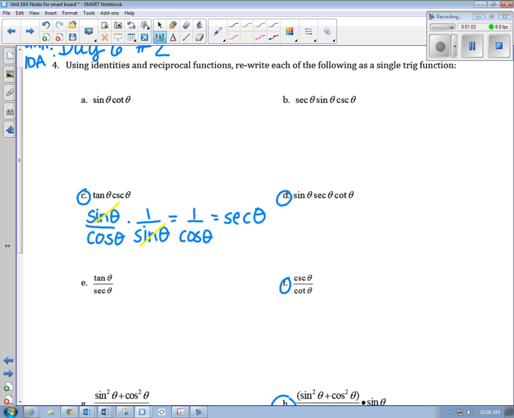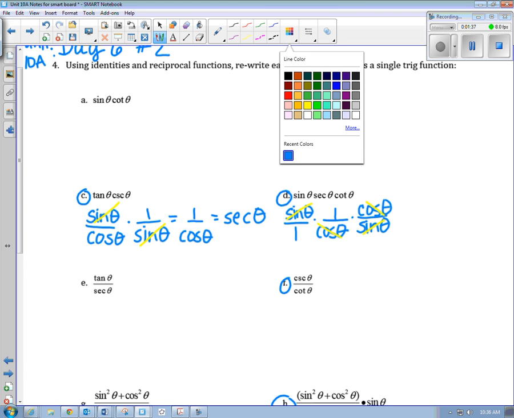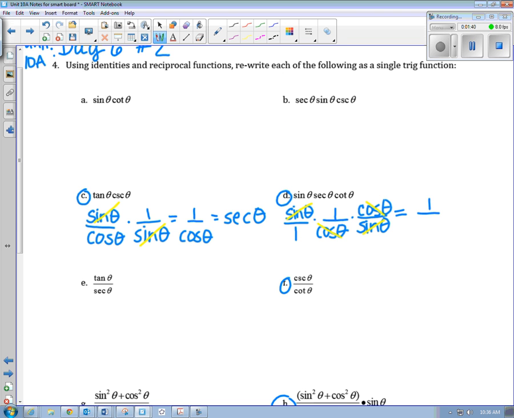For question D, I'm going to go through and do the same exact thing. I'm going to write everything in terms of sine and cosine. So my first thing is sine theta, which I'm going to leave as sine theta over 1. Secant is 1 over cosine theta. And cotangent is cosine theta over sine theta. And then go back, cancel out what I can. So I'm always looking for what I can cancel. And here I can cancel the sine theta top and bottom, the cosine theta top and bottom. And when I go through and do that canceling, I end up on the top with a 1 over 1 on the bottom, which gives me a final answer of 1.